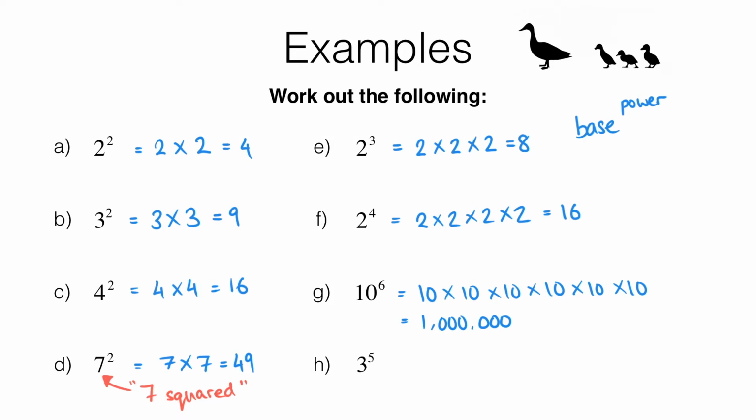Let's move on to example H. Here we've got 3 to the power of 5, and that is simply 3 times 3 times 3 times 3 times 3, which is 243.